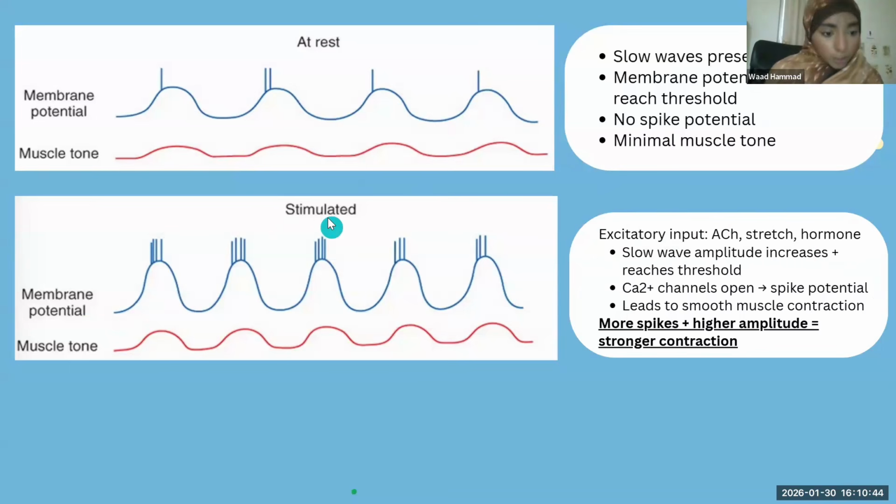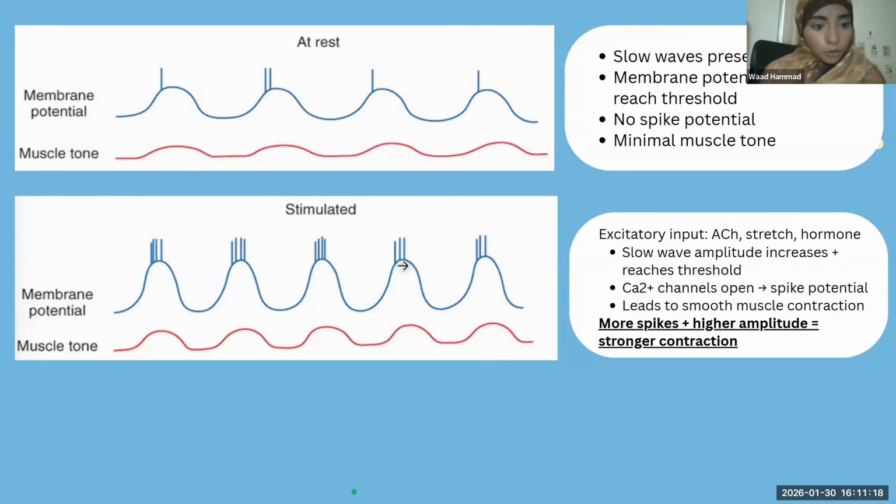So, for example, what can stimulate the stomach is ACh from our vagus nerve again, and stretch. If there's food, it causes distension and everything. And then hormones from the cells in our stomach, like the G cells, the D cells, and everything. So slow wave amplitude increases and then it reaches threshold, which is what we have here. You can assume that the threshold potential is somewhere over here. So then here, the muscle tone is a lot larger because we reached the threshold. That makes the calcium ions channels open, a spike potential happens, and it leads to smooth muscle contraction.